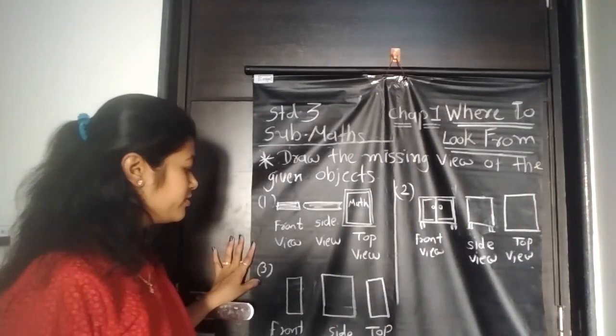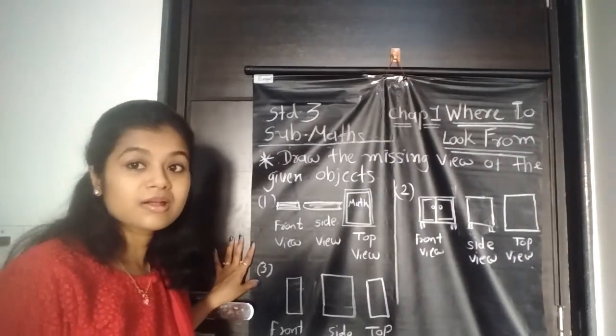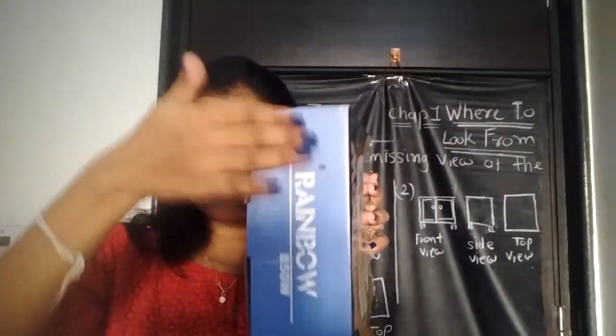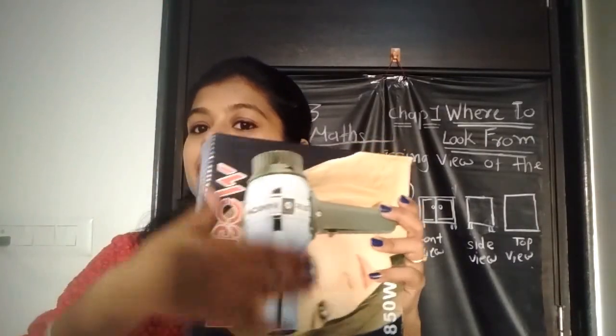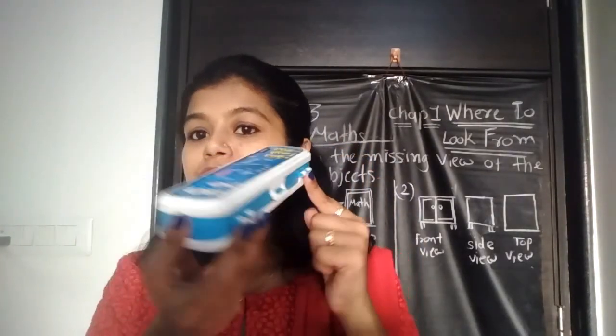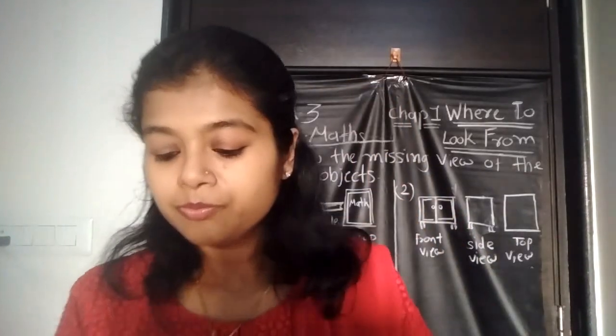Okay, so this is this way. I will give you some live examples for showing the different views of an object. Now this is a box. This is the front view, side view and the top view. Same thing again: front view, side view and the top view.